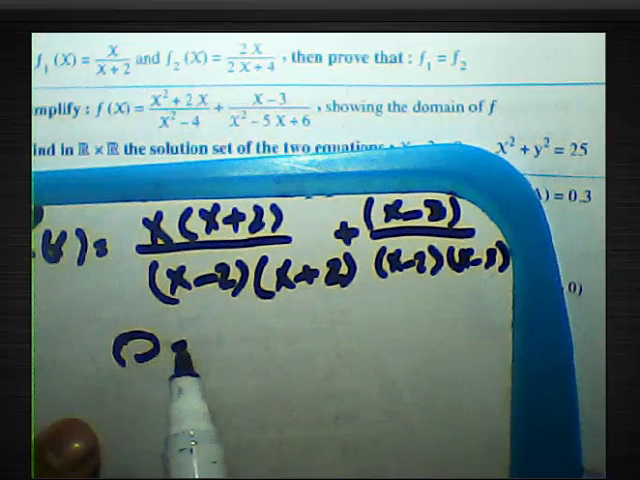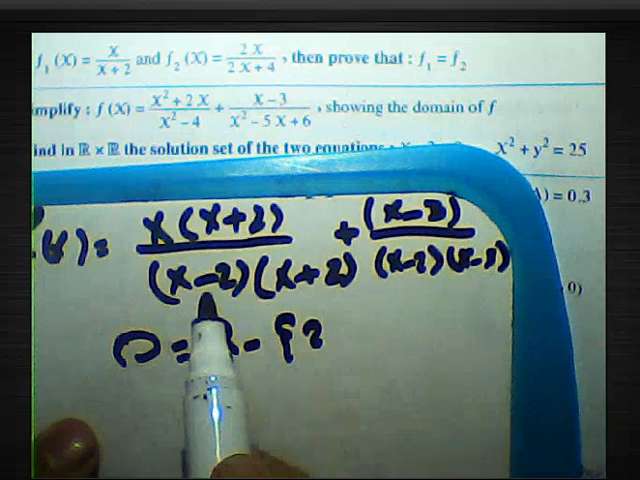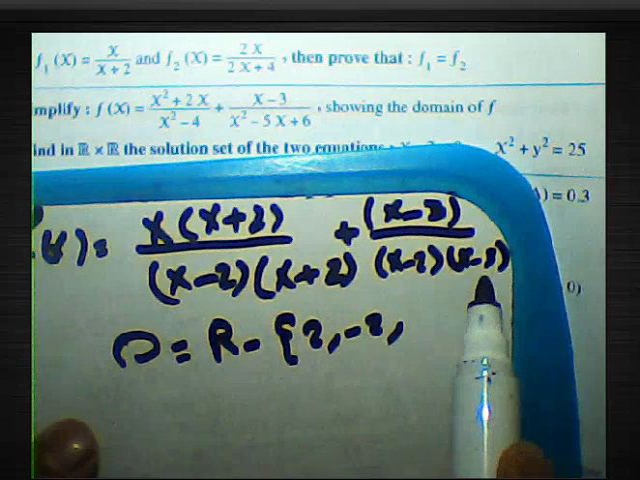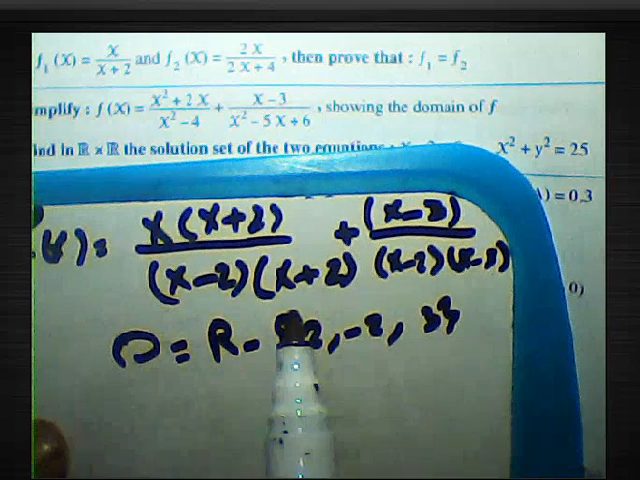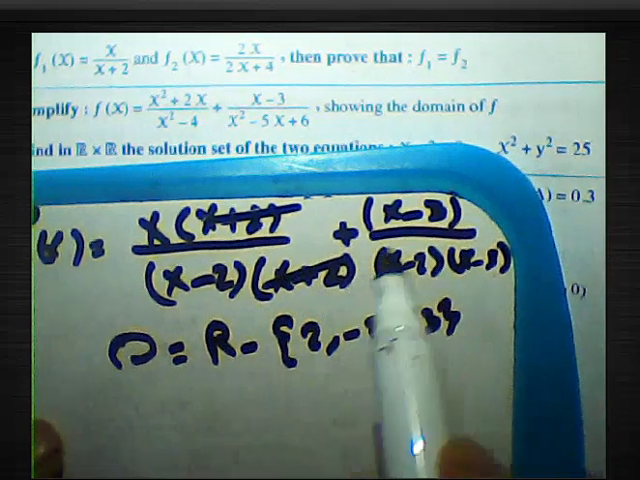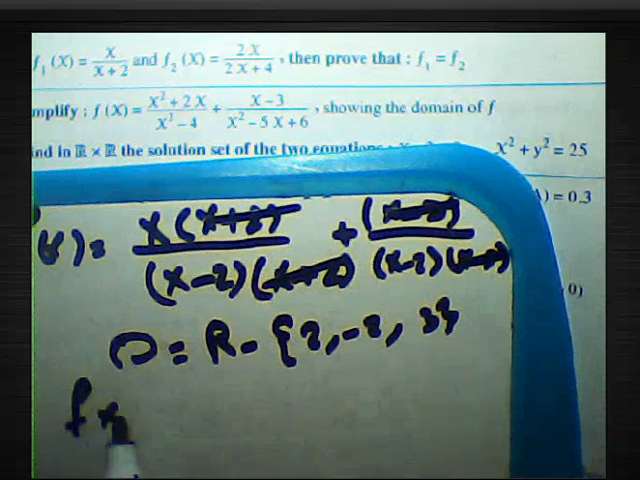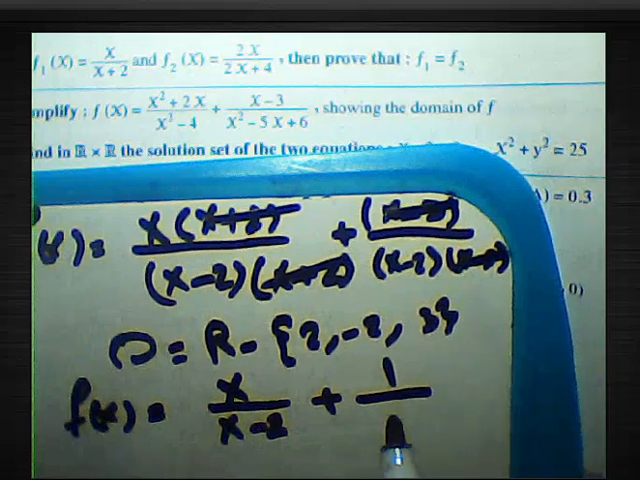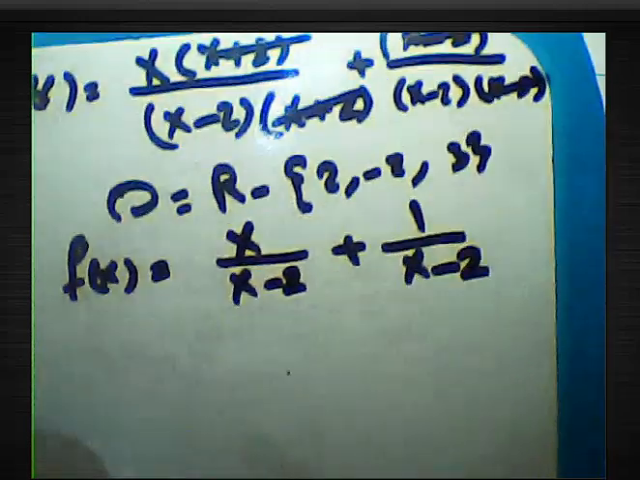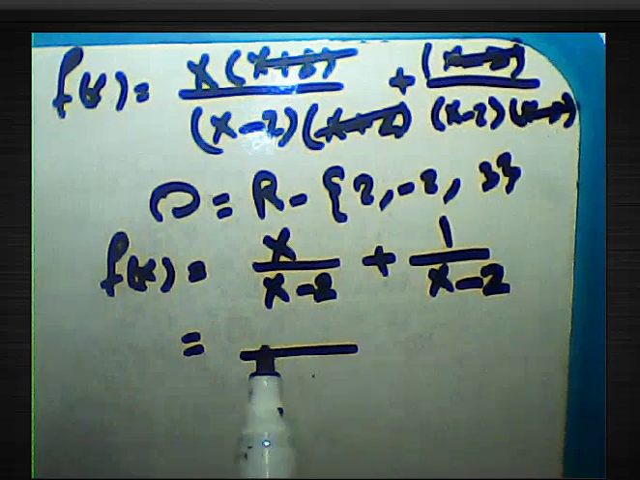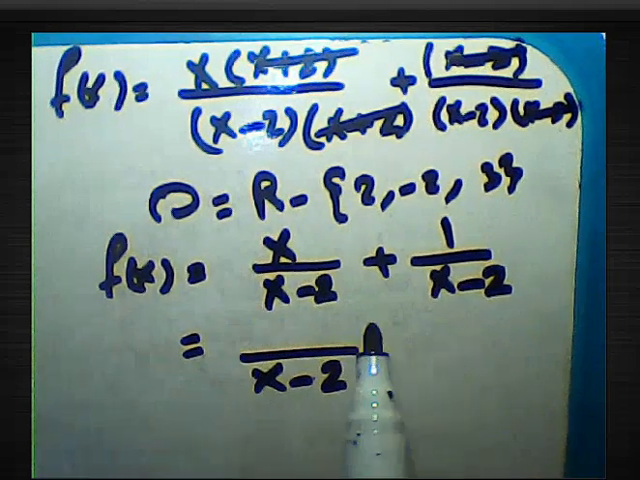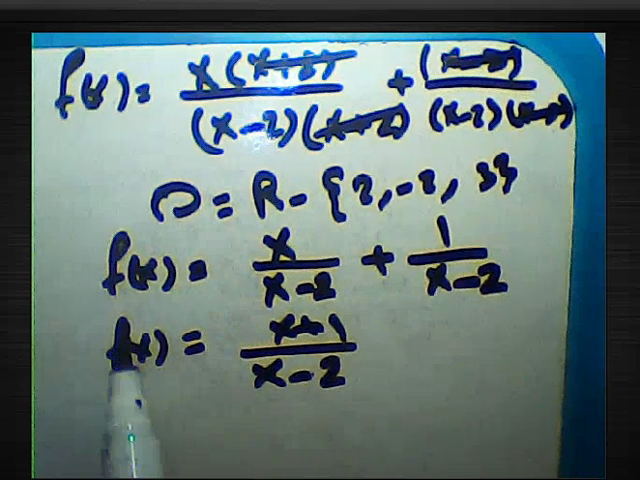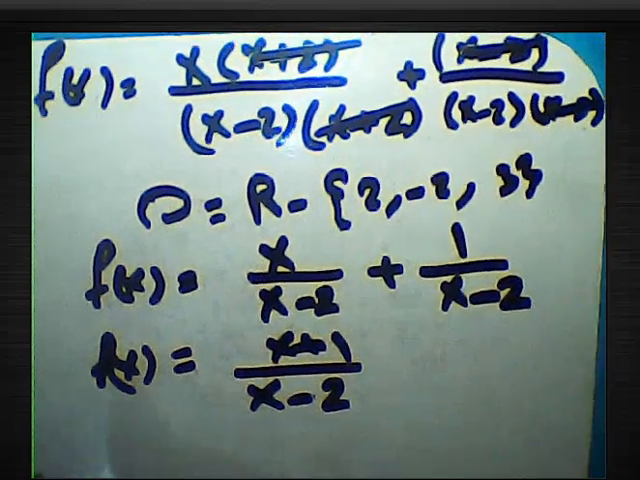Okay, and the domain is R subtract the set of zeros, here 2 and negative 2, and here 2 and 3, and then we can cancel x plus 2 by x plus 2 and x minus 3 by x minus 3. Then f of x equals x over x minus 2 plus 1 over x minus 2, and then we can write it in the simplest form, because we have like denominators, x minus 2, with x plus 1 in the numerator of the fraction. Okay, the simplest form of this function.